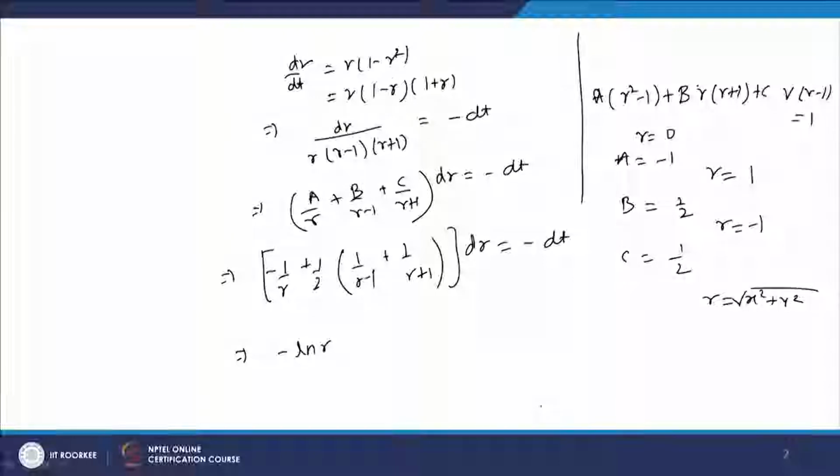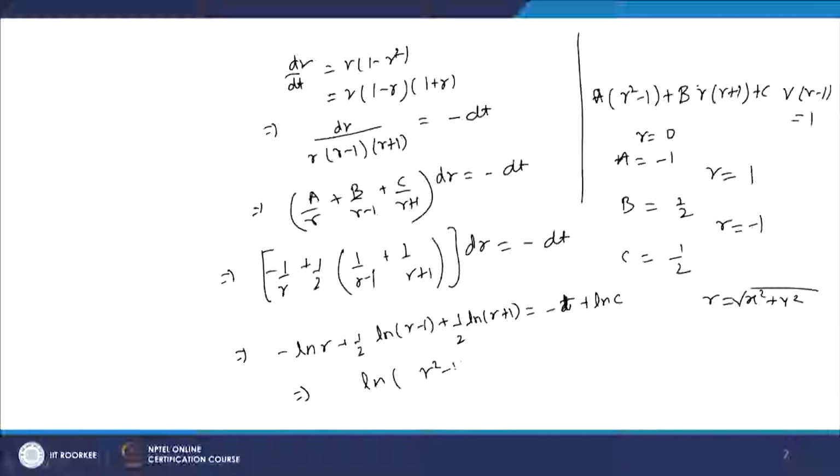Okay, so, minus ln of r plus 1 upon 2 ln of (r minus 1) and plus 1 upon 2 ln of (r plus 1) equal to minus of dt. Minus of t here plus some integration constant, let us call this as c. So, here I can simplify, I can simply write ln of under root (r square minus 1) divided by r equal to minus t plus ln c.